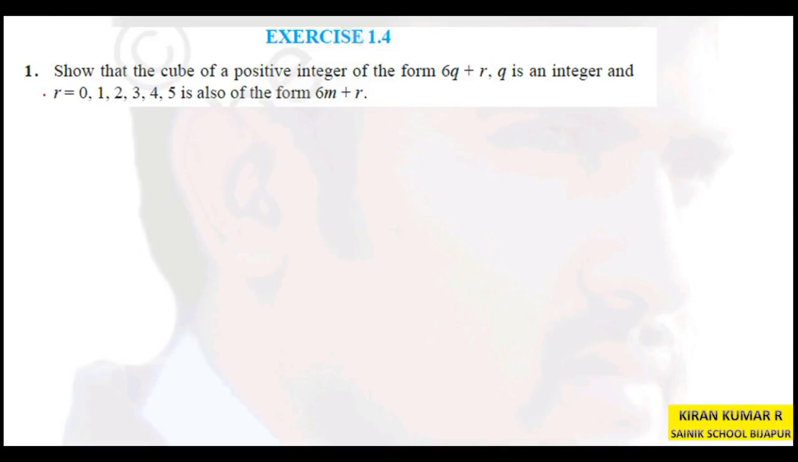In this session, we will be solving the last exercise, that is exercise 1.4 from NCERT exemplar. The first question is, show that the cube of a positive integer is of the form 6q plus r, where q is an integer and r equal to 0, 1, 2, 3, 4 and 5, that is also of the form 6m plus r.